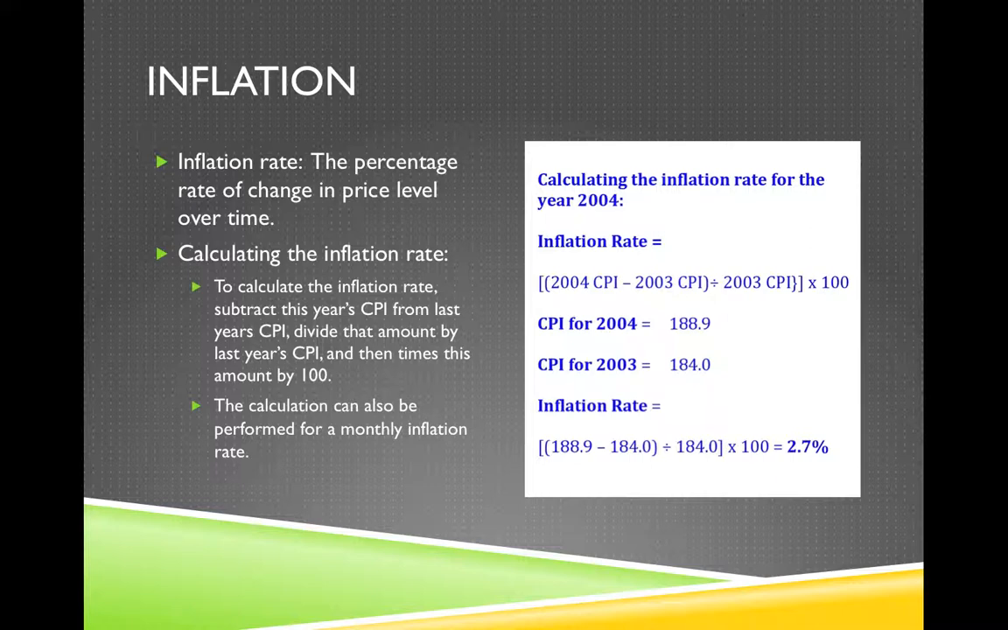So if we calculate the inflation rate for 2004, you take the 2004 CPI minus the 2003 CPI divided by the 2003 CPI times 100. So if the CPI for 2004 is 188.9 and for 2003 is 184, you have 188.9 minus 184 divided by 184 times 100 equals 2.7% inflation.